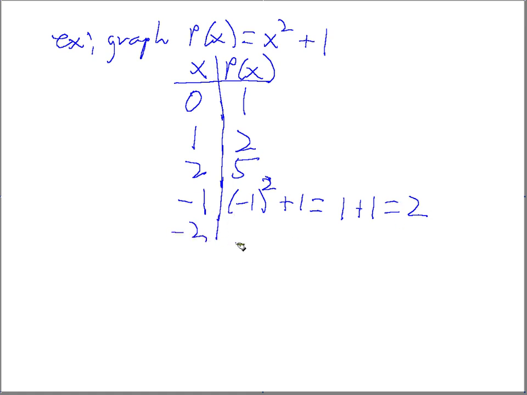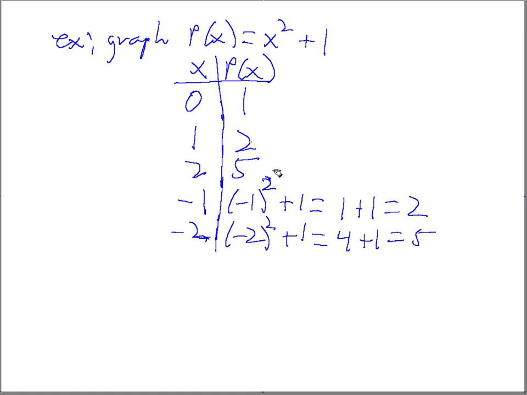Let's try negative 2. All right, negative 2, again, plug it in, so we're going to get negative 2 squared plus 1, but again, that's positive 4 plus 1, and that's going to be 5.